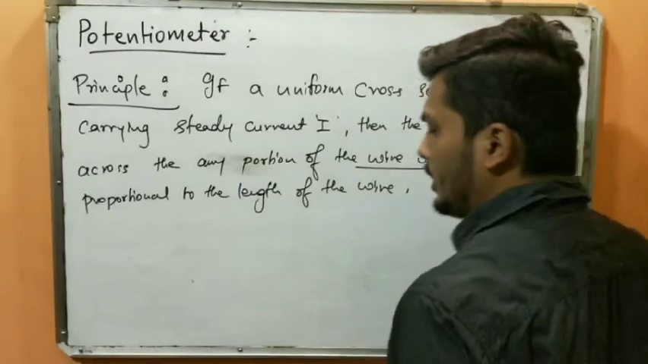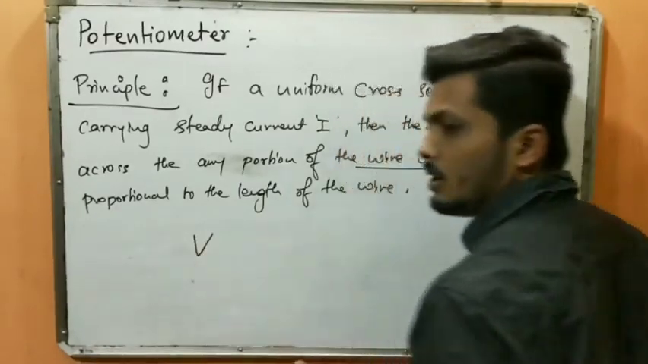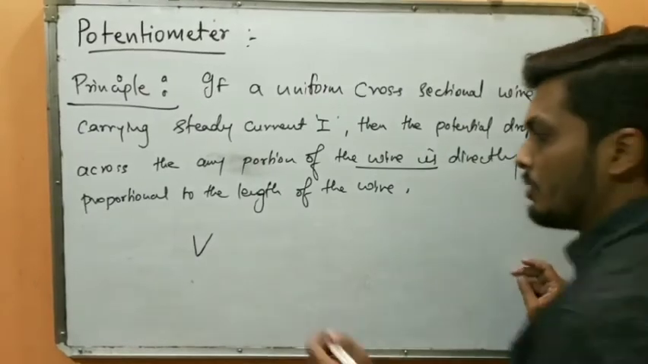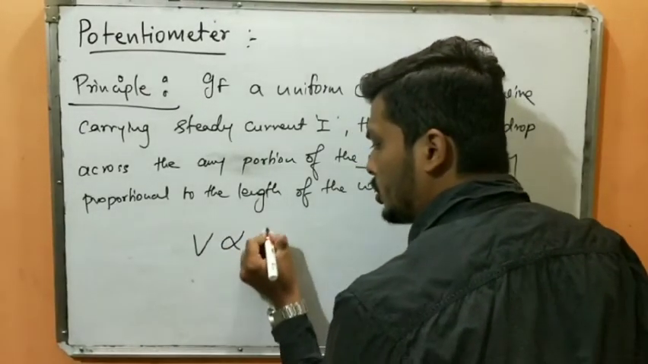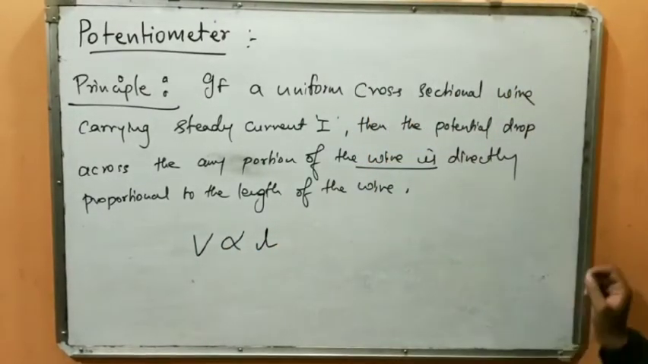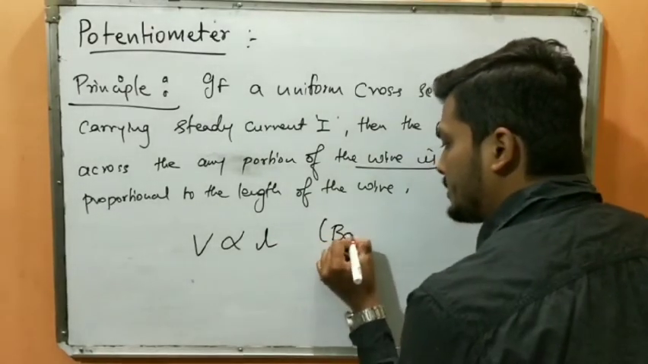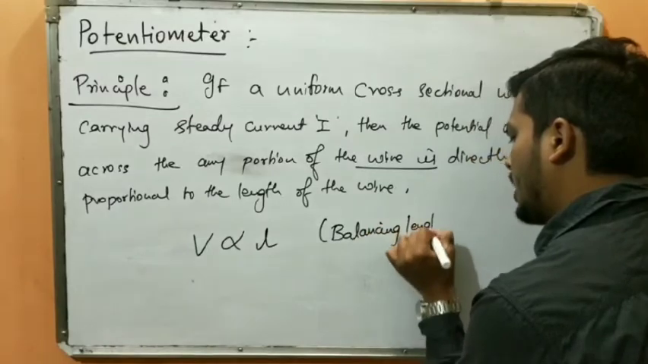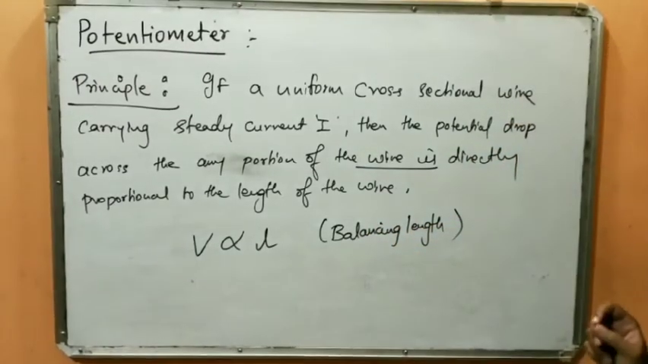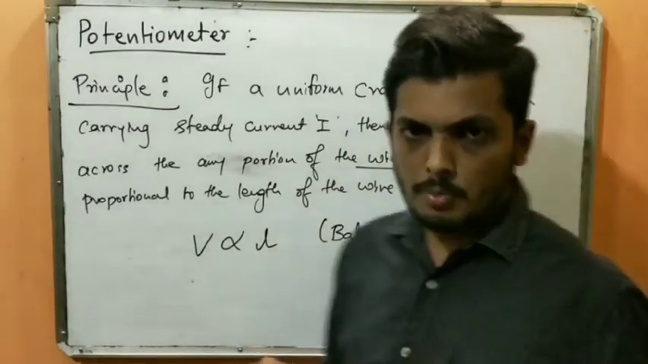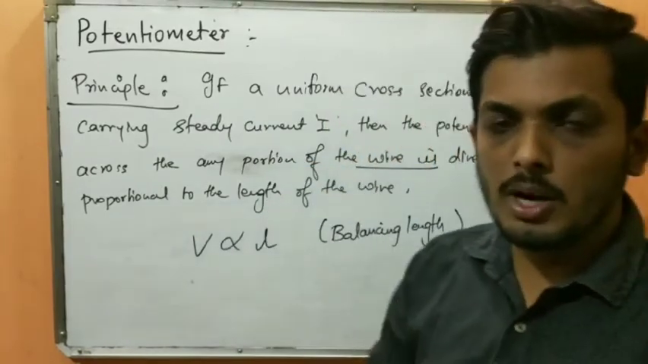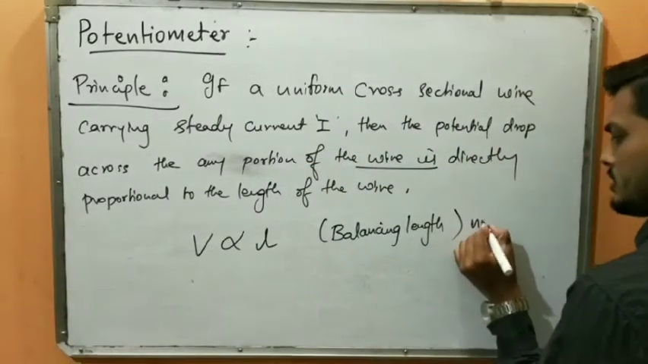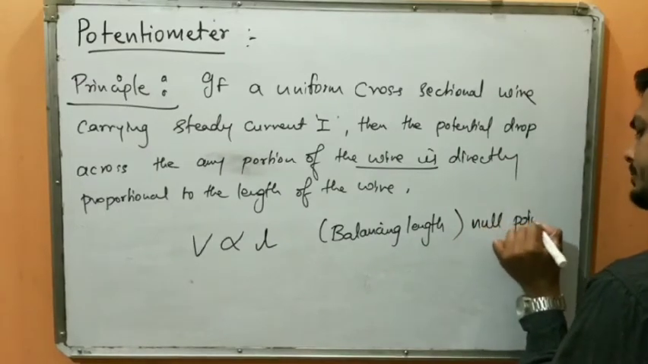So what they are telling you is, the potential across any two portions of the wire will be directly proportional to the length of the wire. This length is the balancing length. I hope you remember the balancing length, where in the meter bridge I found the null point. Null point in the sense the galvanometer showed zero deflection, that is null point.